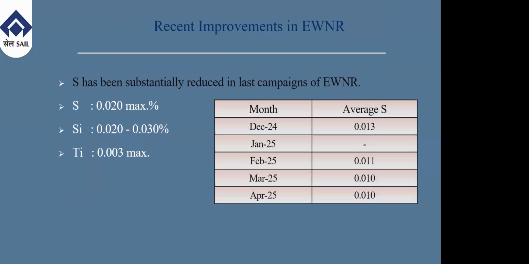And in the EWNR case also, we have started to reduce sulfur by using a desulfurization unit. We have maintained that the sulfur should be at a lower level. That is our norm for EWNR, that is sulfur is 0.020 max. So as you can see from the table for the last few months.